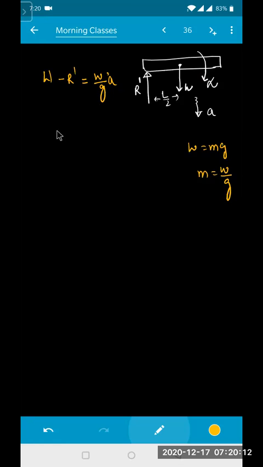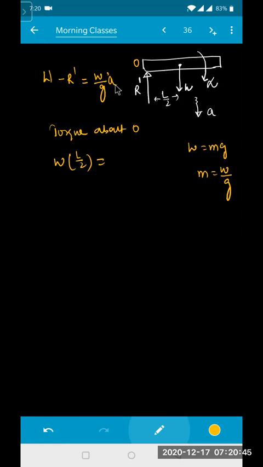Now torque, if I am writing the torque about O, what will it be? W into L/2. This weight must balance the remaining part of the body; when you remove the support, the remaining part of the body which is hanging in the downward direction will be equal to how much for the given condition?